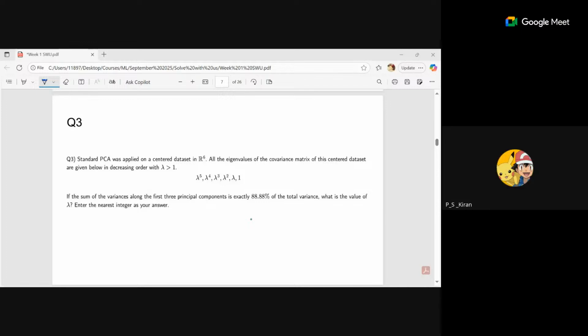Ma'am, is it lambda 2 or lambda square? It is just lambda 1, lambda 2, lambda 3, lambda 4, lambda 5. It is not square, it doesn't explicitly denote a power. It's just the order in which the eigenvalues are given to you, in decreasing order.